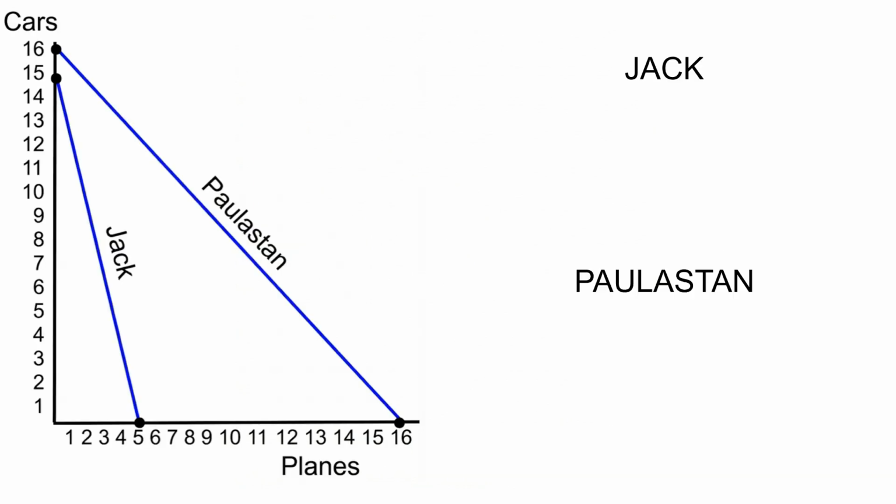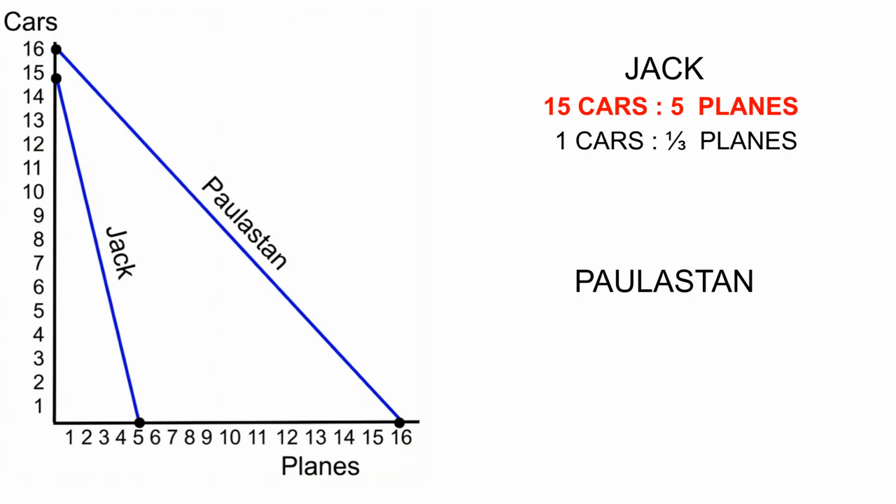Just like before, to calculate the opportunity cost, we start by looking at the two extreme points, how many cars and planes each country can make with the same resources. For Jack, he can produce 15 cars or 5 planes. To find the opportunity cost of one car, divide both sides by 15. One car equals 1/3 of a plane. So if Jack makes one car, he gives up 1/3 of a plane. Now flip it. What does one plane cost Jack? Divide both sides by 5. One plane equals 3 cars. So producing a plane means Jack gives up 3 cars.